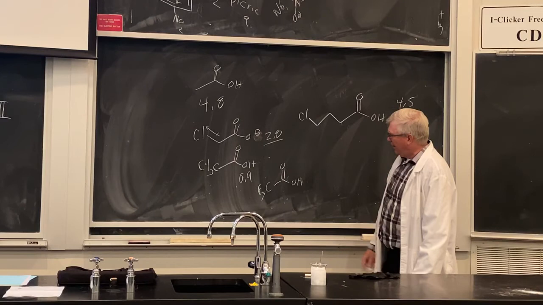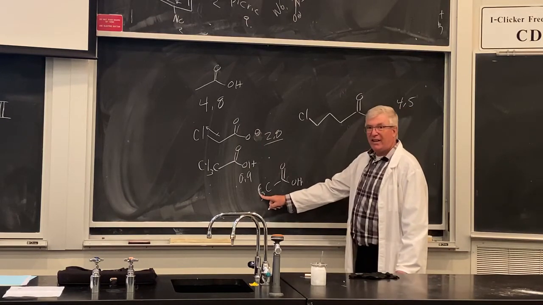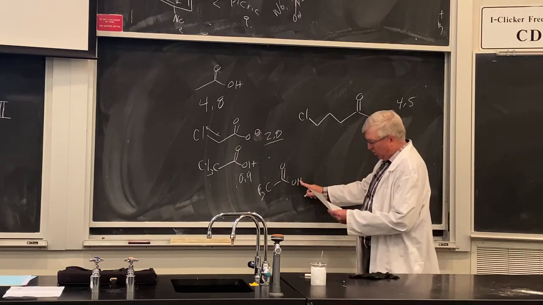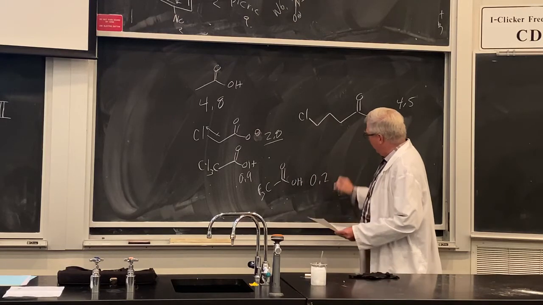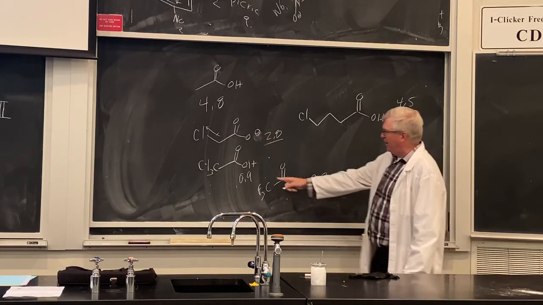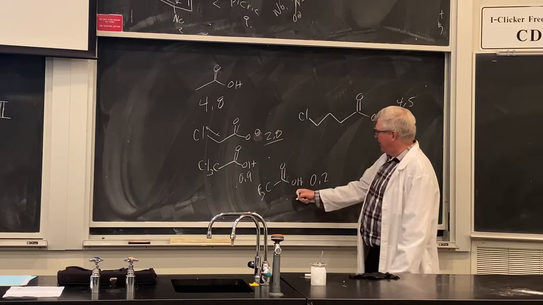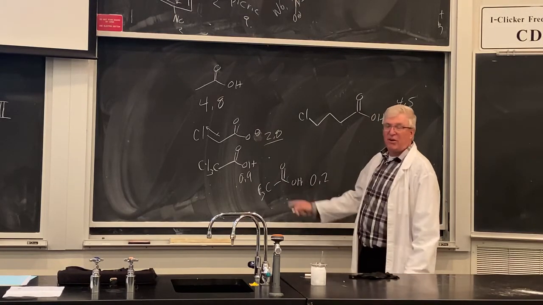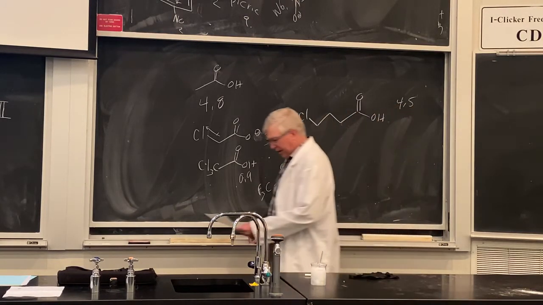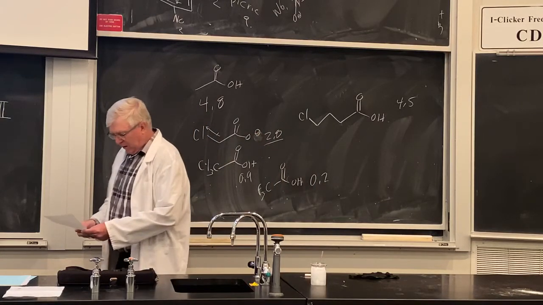What do you think there? Three more electronegative groups in there. Yeah, so significantly more acidic, 0.2 pKa versus 0.9. Well, it's kind of close to that one, but yeah. So TFA, or trifluoroacetic acid, is much more acidic there.